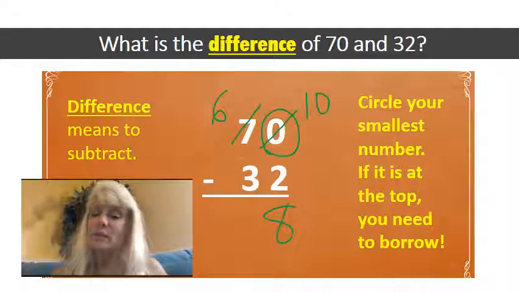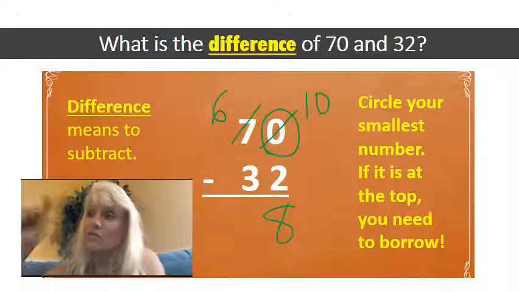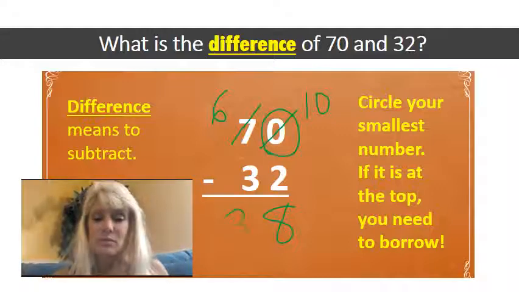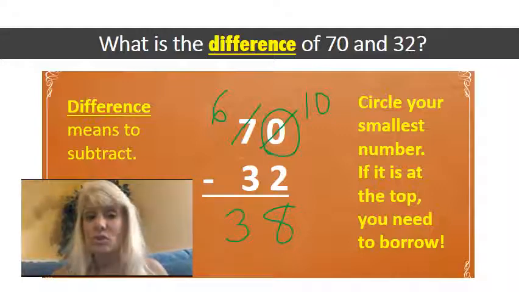Over on the other side, I'm going to pop the 3 in my hand and count up to the 6. 3, 4, 5, 6. That gives me 3. My correct answer should be 38.